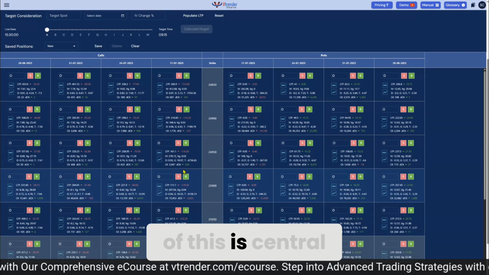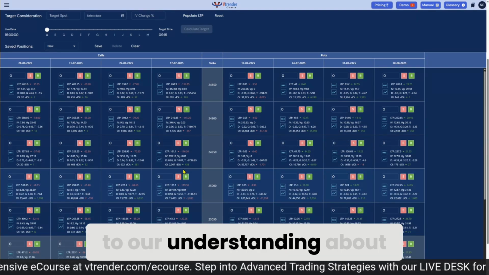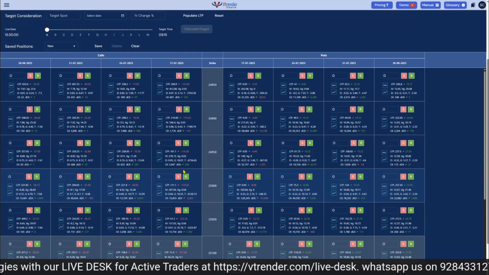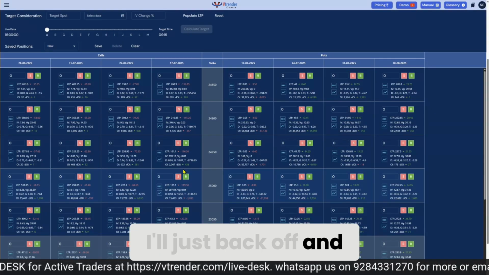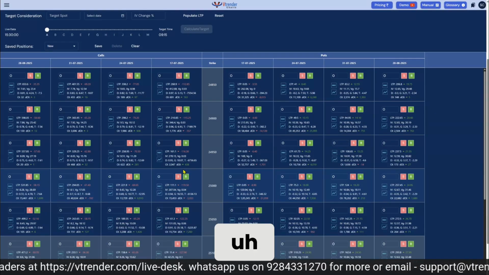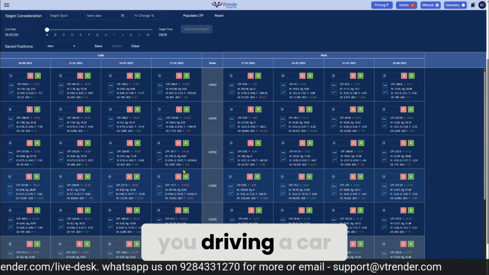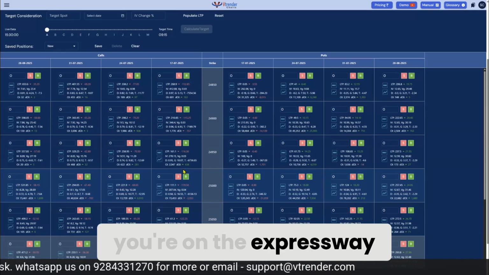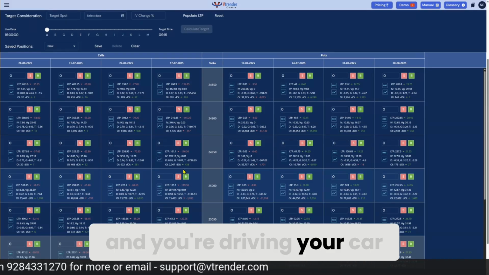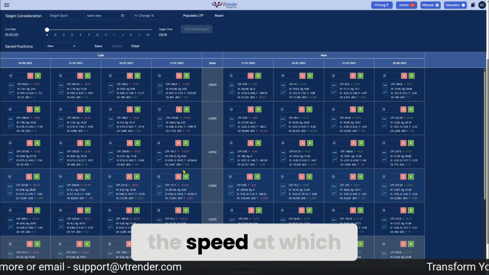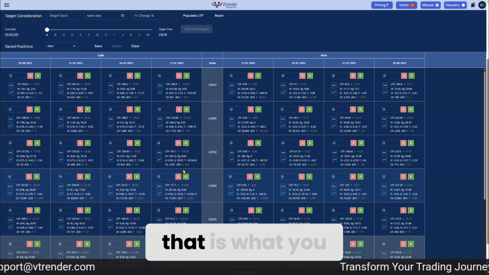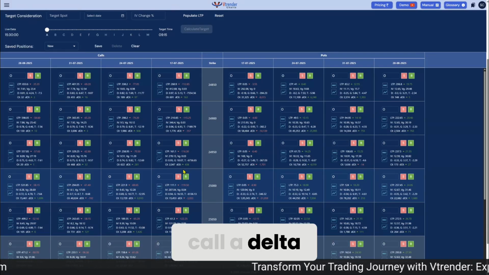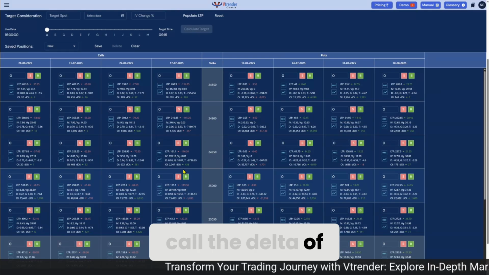This is central to our understanding. Let me back off and let's try to understand gamma in terms of you driving a car. Say you're on the expressway and you're driving your car. The speed at which you drive is what you call a delta. That is what you call the delta of the option.